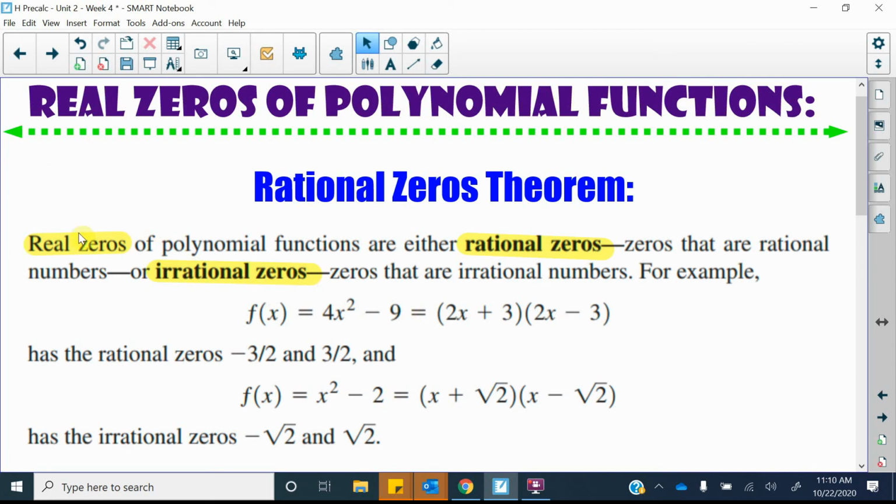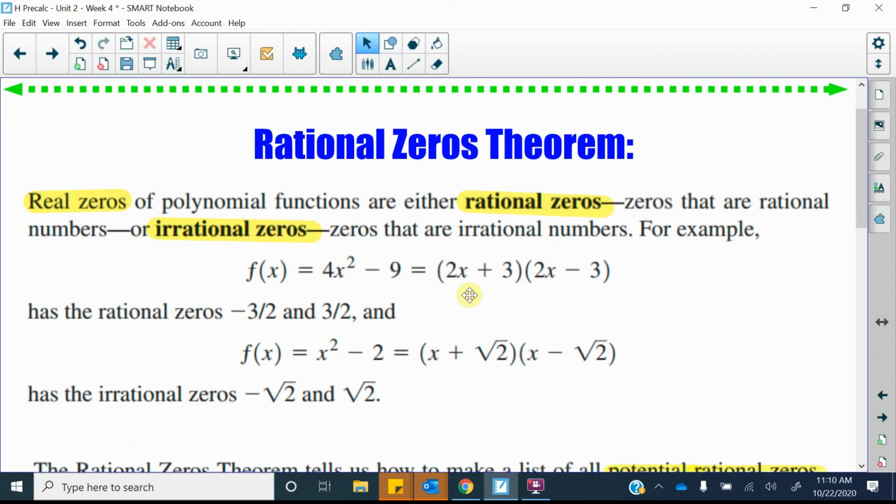But as far as real numbers go, there are two different types of real numbers. We have rational zeros, which are rational numbers, and if I cover up the last three letters of the word rational, you are left with the word ratio, which means fraction. Technically, if you can write any zero as a fraction, it's considered rational. Irrational, of course, is the complete opposite. If we can't write it as a fraction, it's irrational.